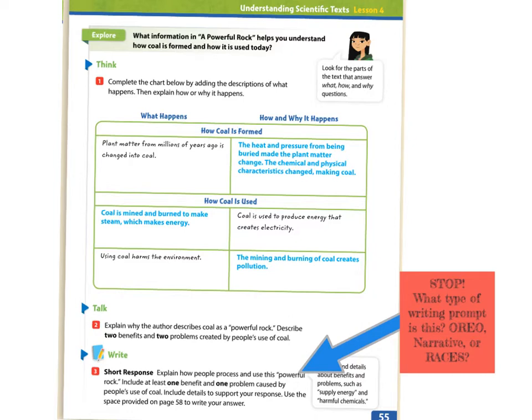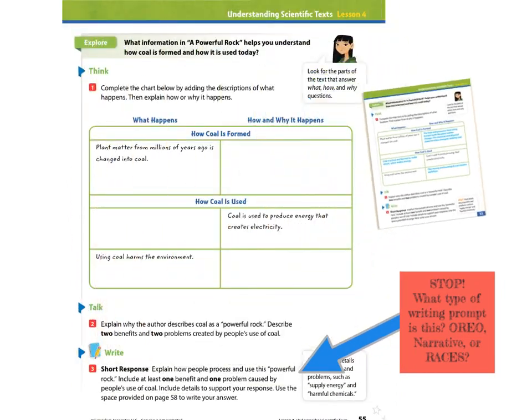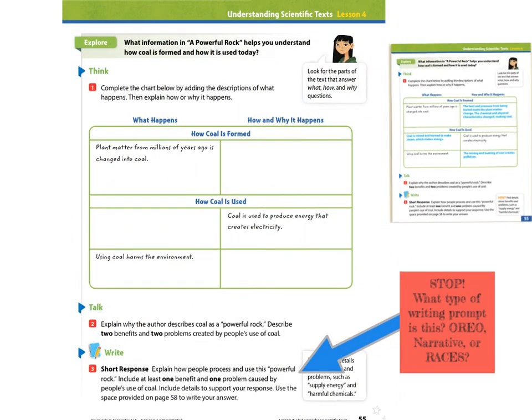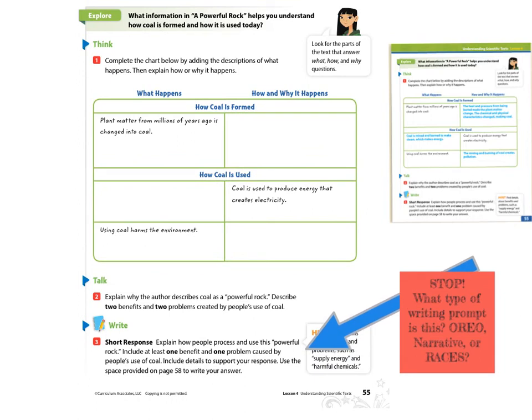All right. So before we move to what's next, I want you guys to look at a writing prompt with me, and I want you to think about, and don't answer, but just think with me, is this Oreo, narrative, or racist? So let's look, the prompt's at the bottom, you can see my blue arrow is pointing to it. It says, explain how people process and use this powerful rock. Include at least one benefit and one problem caused by people's use of coal. Include details to support your response.